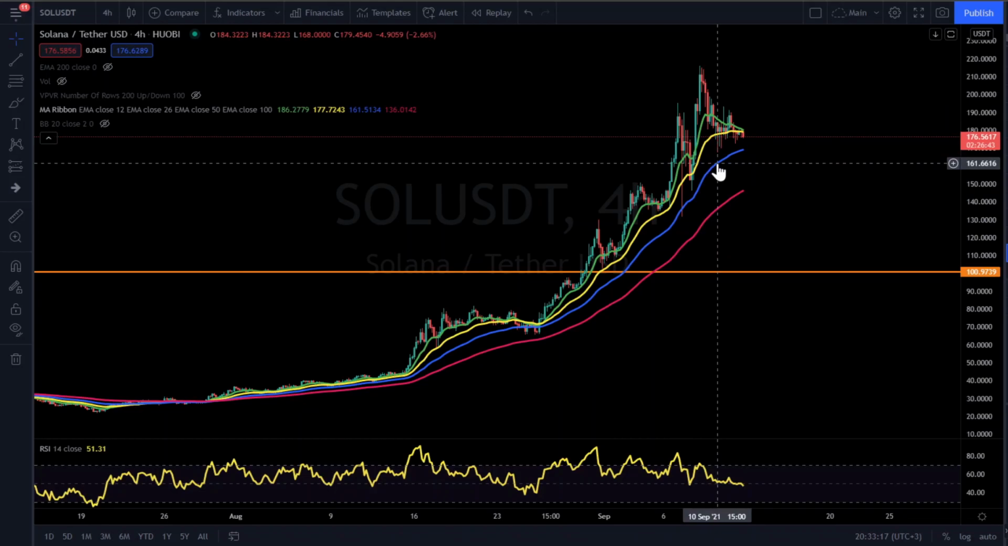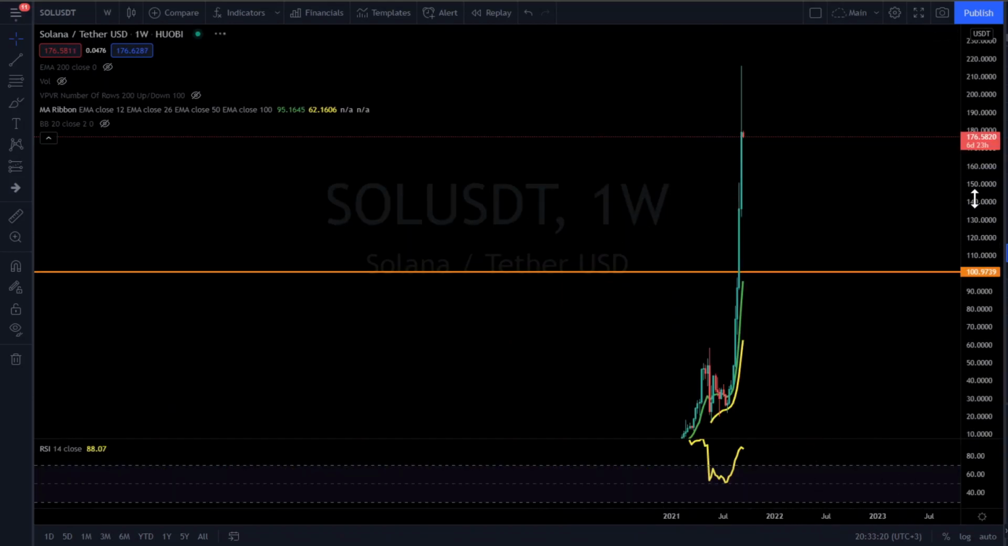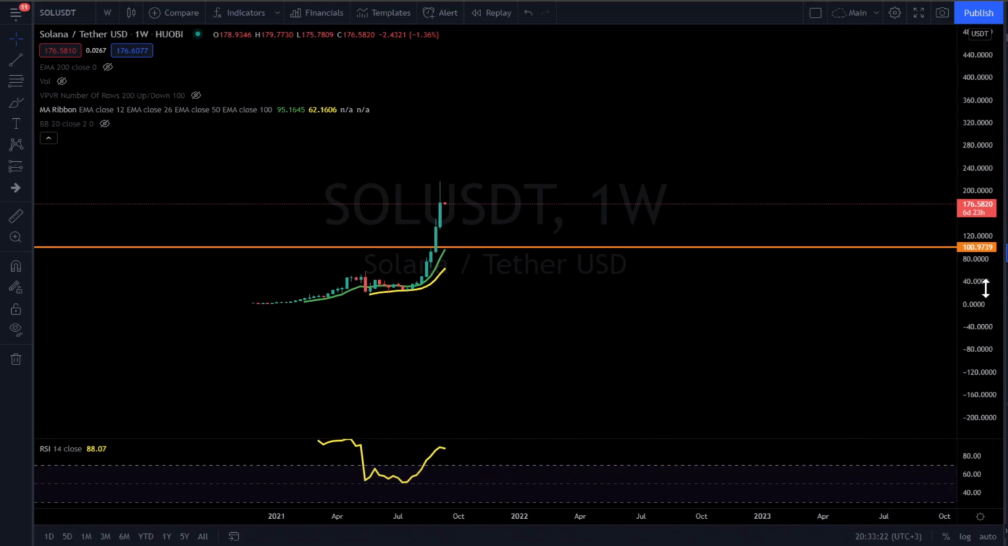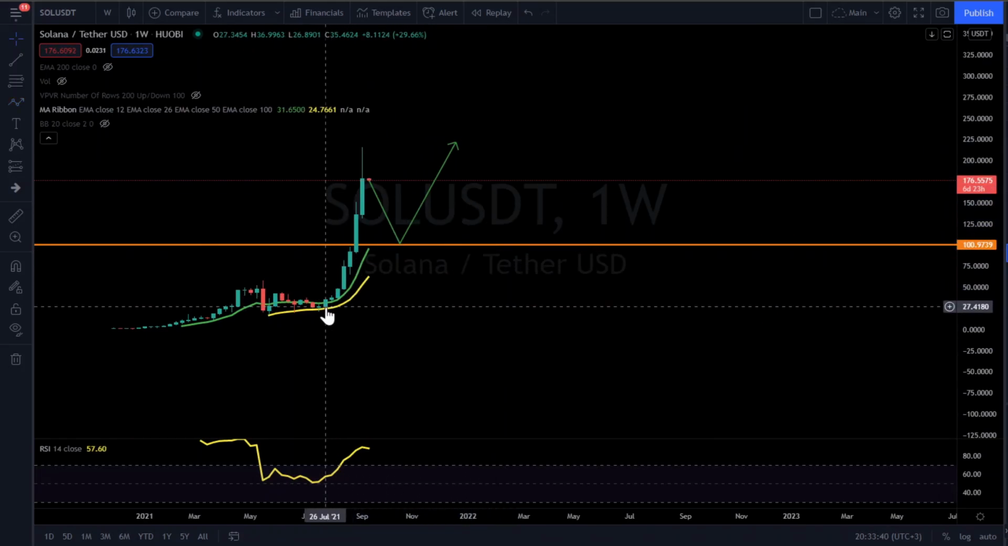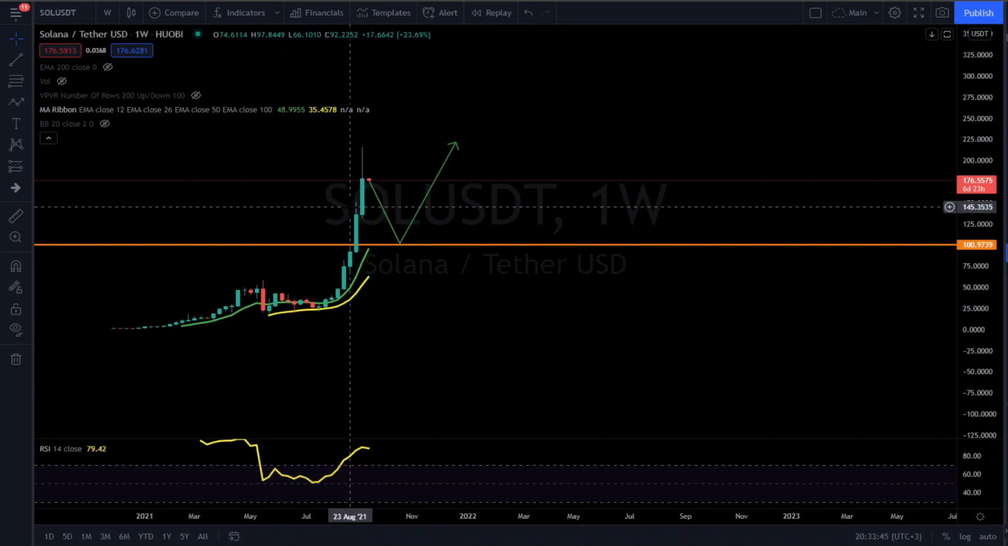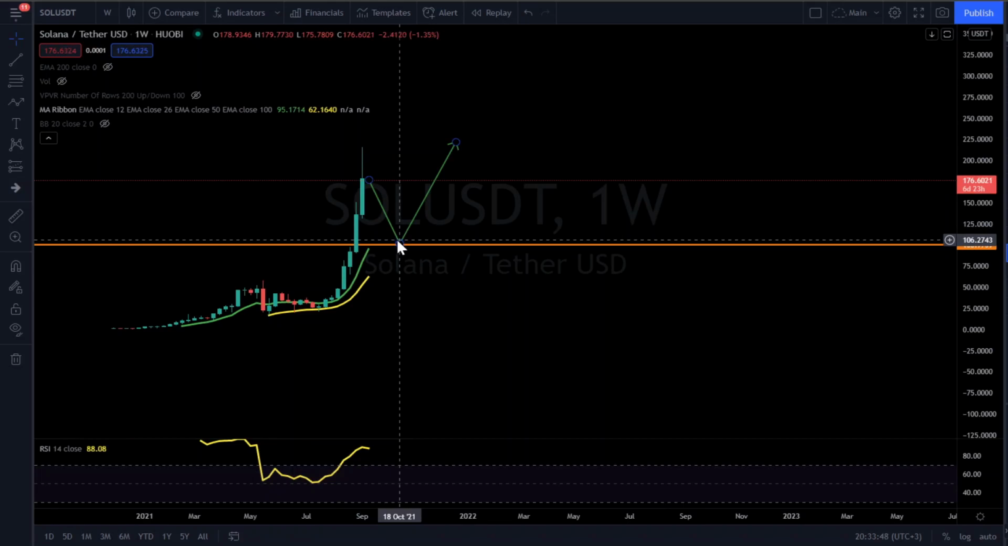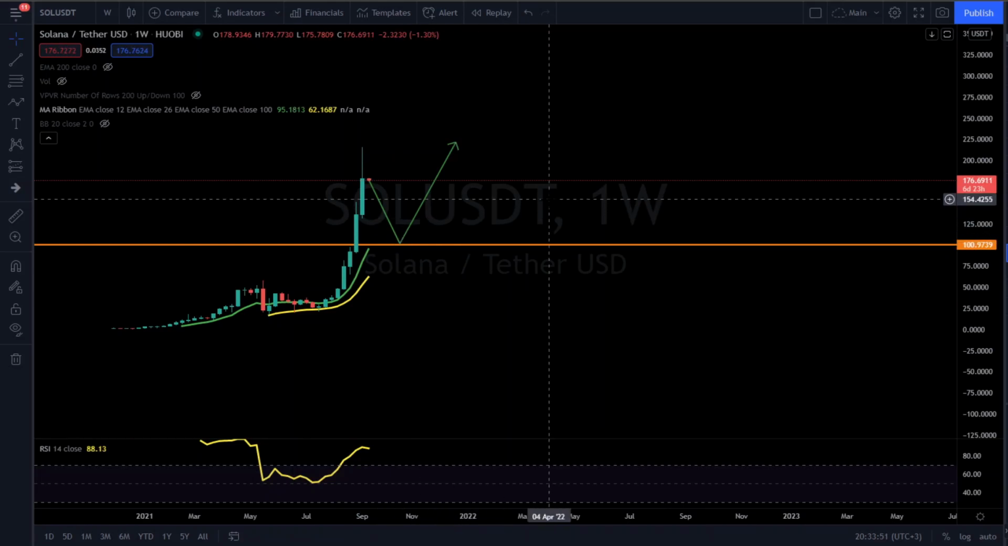Let's put on the weekly chart, and we can actually have the 100 there. Retracing back to the 100, doing something like this. It's not that bad. We still create a significant higher low, which is the most important thing. And what comes after that low is the next important thing. So I'm just saying, I don't think this is the end for Solana.